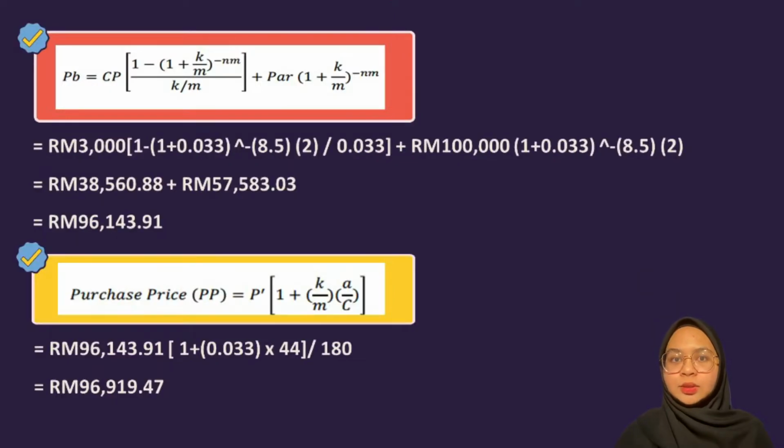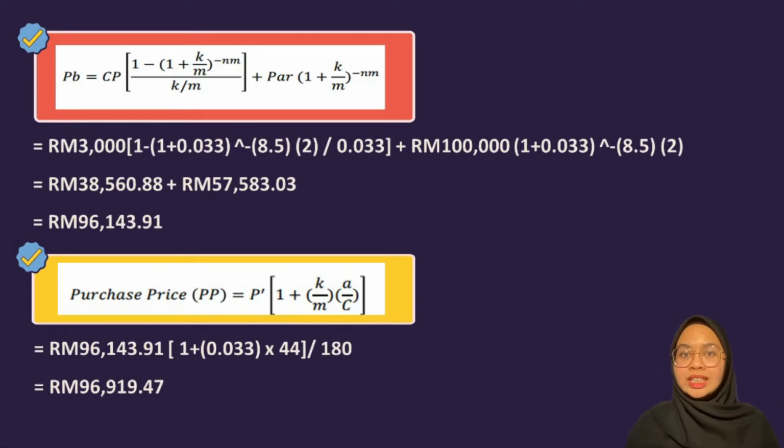Now, the first question asks for the amount paid if the expected return is 6.6% and the exchange rate is SGD1 to Malaysian Ringgit 3.06. So, the first calculation you need to do is to find the prime price. For this, you will need to use the formula of coupon payment multiplied by bracket 1 minus 1 plus K over M, to the power of negative NM, close bracket, over K over M, plus par value multiplied by bracket 1 plus K over M, to the power of negative NM.